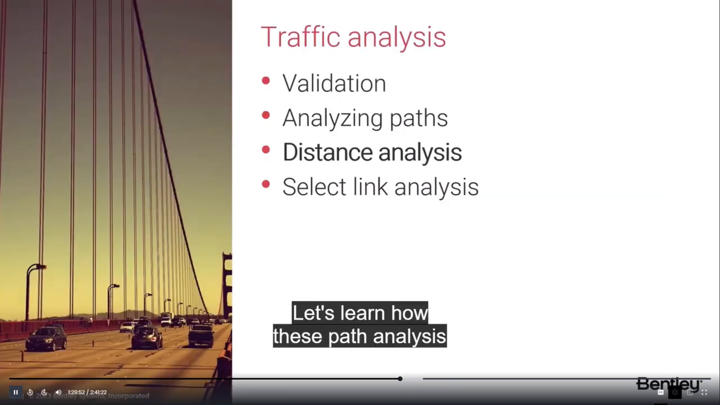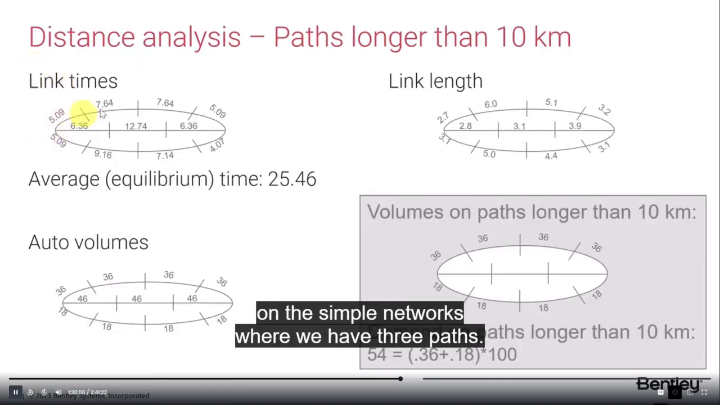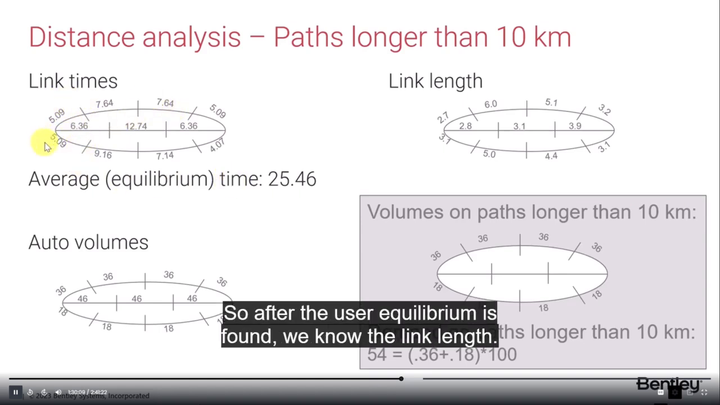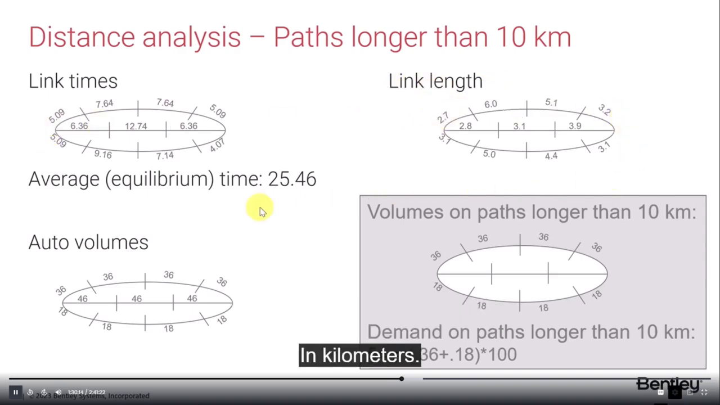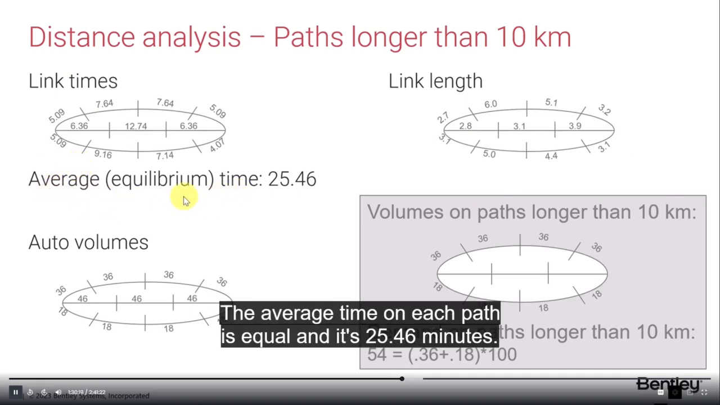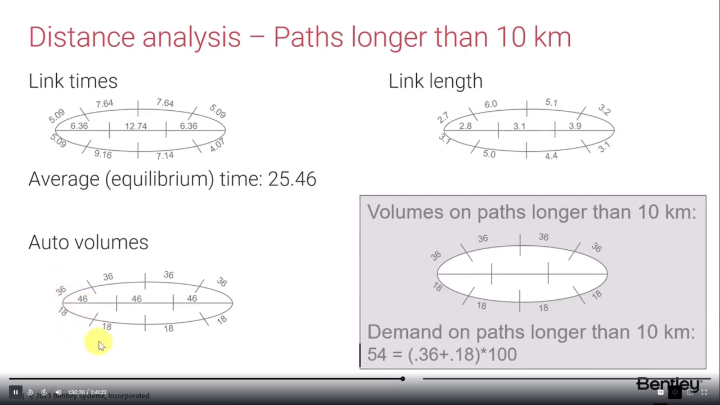Let's learn how these path analyses can be applied for distance analysis. On a simple network, where we have three paths, so top one, middle one, bottom one, where we know the link times, so after the user equilibrium is found, we know the link length in kilometers. We know that because we have found the equilibrium, the average time on each path is equal, and it's 25.46 minutes. We also know the volumes, 36, 46, and 80.